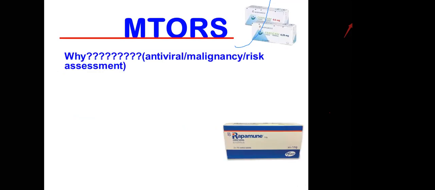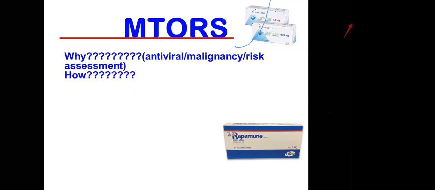We have the mTORs finally. We have the mTORs, which are Certican and Rapamune, everolimus and sirolimus. Usually, we do not use these drugs, as we mentioned, because they are very weak drugs. But sometimes we need to use them because they have antiviral and anti-malignancy effect. But we need to do a risk assessment, because if your patient is high risk, you may lose the graft if you transform CNI to mTORs, but it can be used as a transform study together to decrease the dose of CNI.